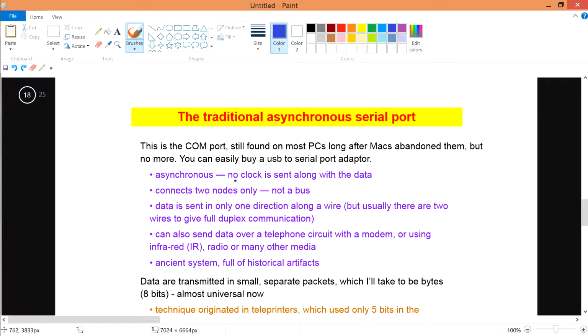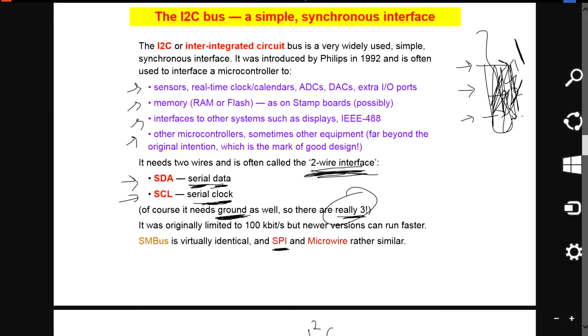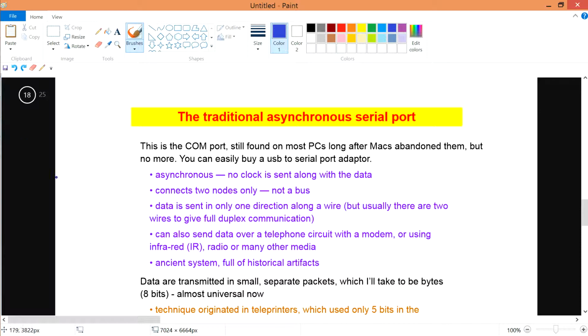Without SCL you reduce one more wire. If you still remember, I2C is a 2-wire interface, SDA and SCL, and nonetheless you have a ground, so together you have 3 wires. If you have no SCL, we can further reduce it to a 2-wire system, only the ground and the SDA, and all the data that you want to send. Let's start off with understanding an asynchronous system where you have no clock, no SCL at all.